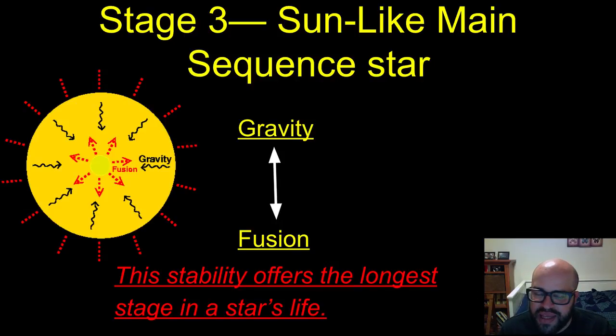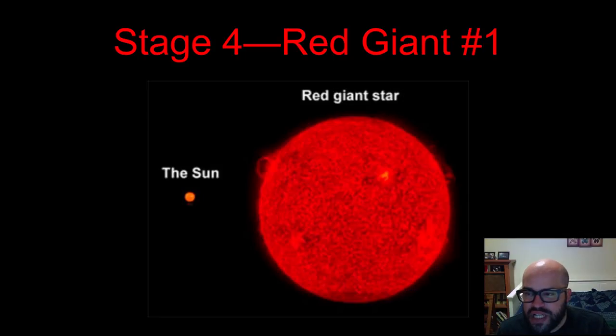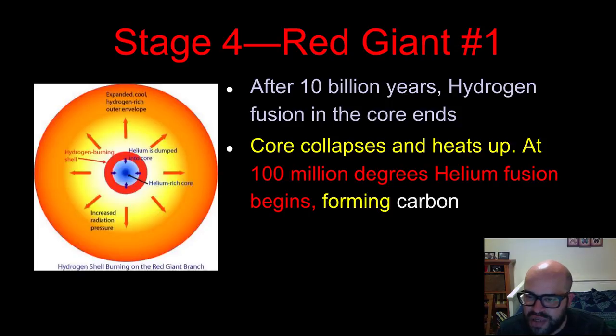But it's only been like this for about 4.6 billion years. So it still has over 5 billion years to stay steady as a main sequence star until it turns into a red giant. So this is our sun, and this is what it will become at the end of that 10 billion years. After 10 billion years, it runs out of hydrogen.